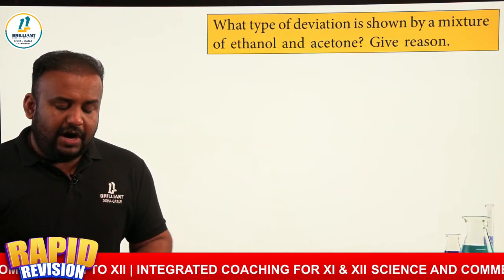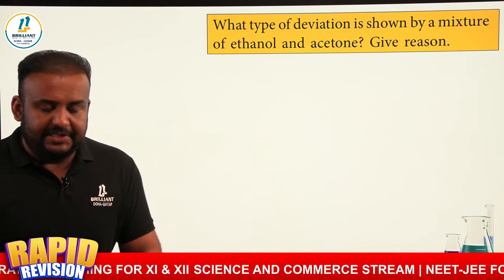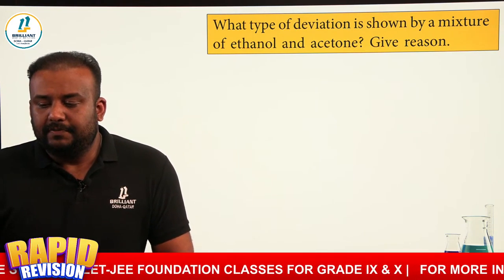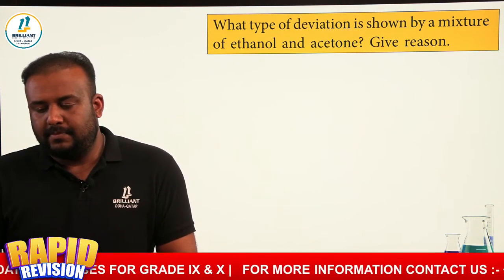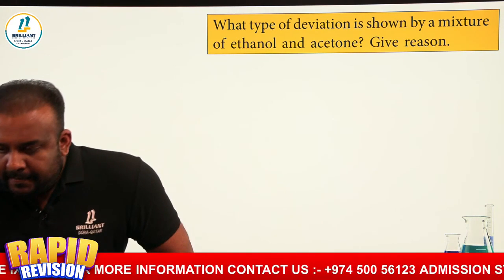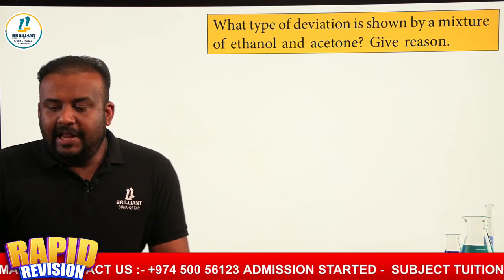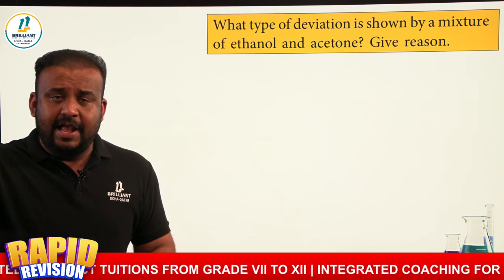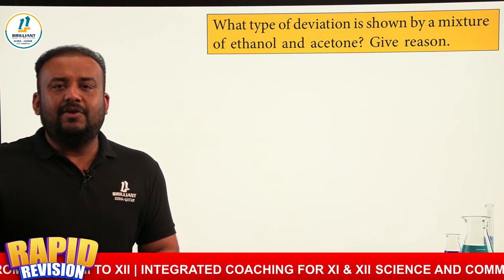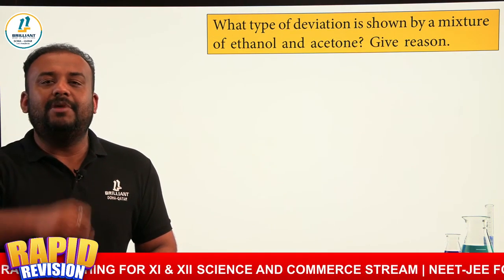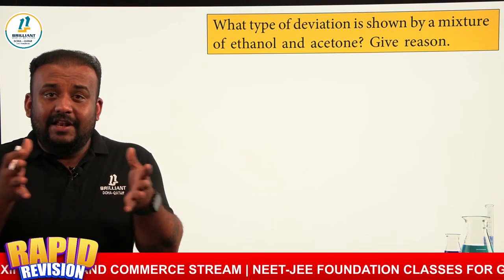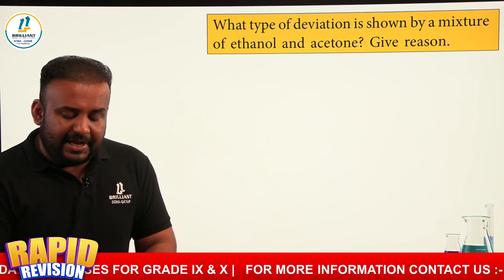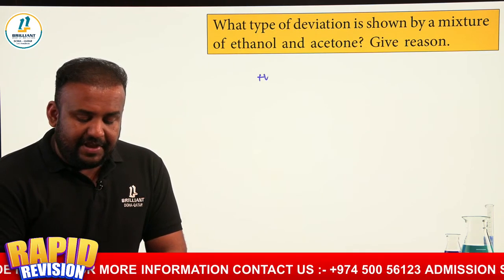Right. The next one. What type of deviation is shown by a mixture of ethanol and acetone? Give reason. See, ethanol and acetone, which deviation is shown? See, in case of ethanol, if you take ethanol in pure state, it has intermolecular hydrogen bonding. You know that. Alcohols, they have intermolecular hydrogen bonding. Now, the moment you put acetone into that, what will happen? Acetone will come in between ethanol molecules. So, the interactive forces will be weaker. AB interactions will be weaker than AA and BB. So, what will be the kind of deviation? Yes, very good. Positive deviation.